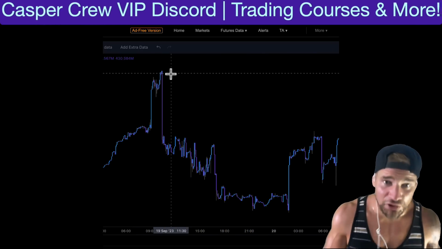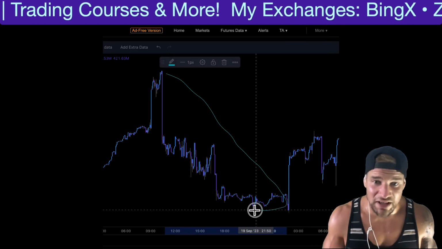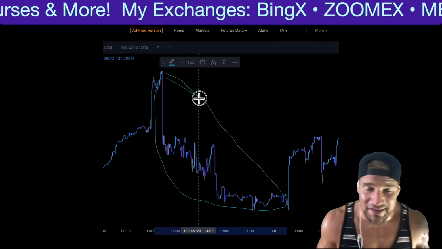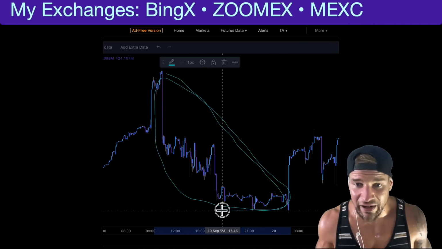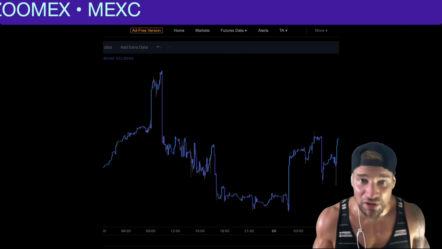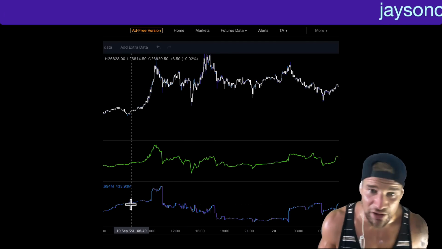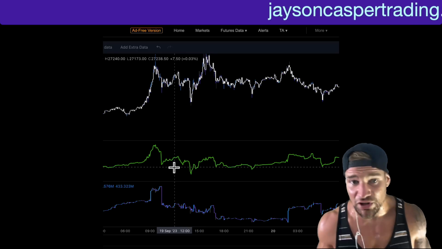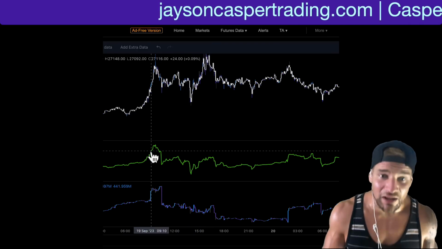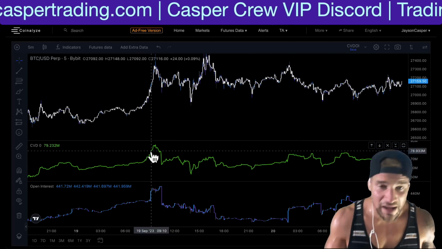And the opposite is also true. If price is dumping like crazy, but the open interest is going down over time, this is a long squeeze, right? Longs are closing out, they're getting wrecked, their stop losses are getting hit. It's not new shorts opening up. Now, the open interest tells us, are traders opening positions or closing positions? The CVD is telling us what direction are those trades actually opening up in.